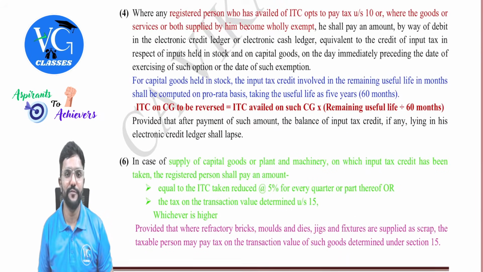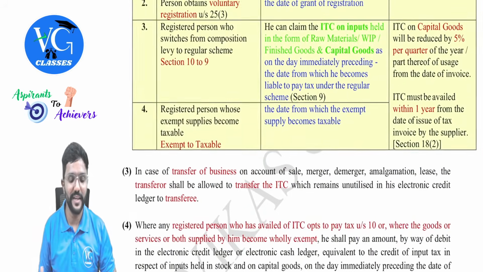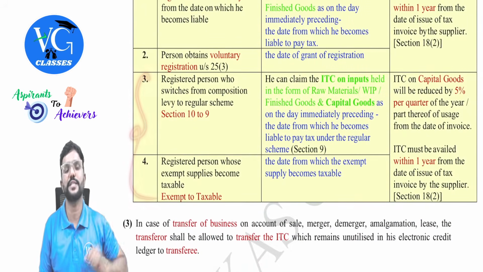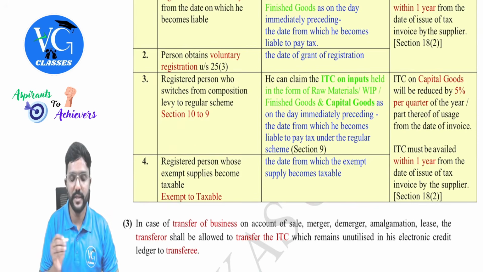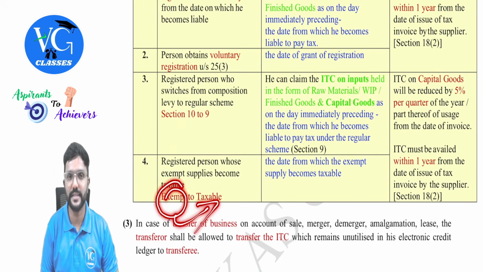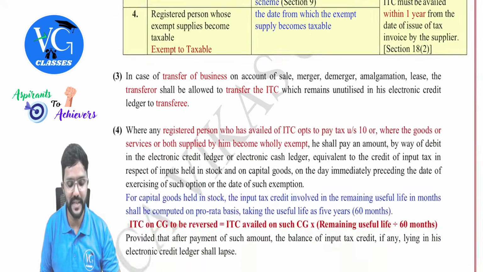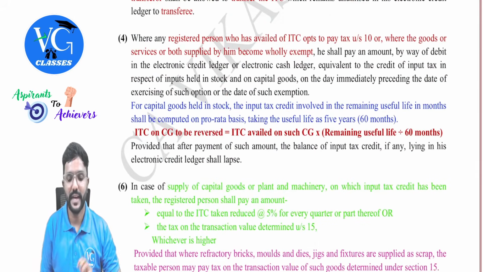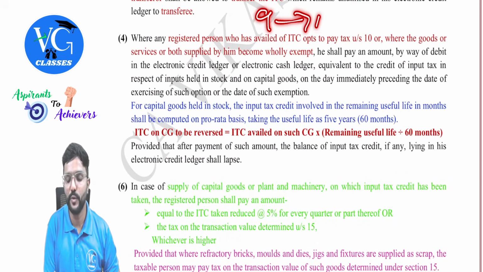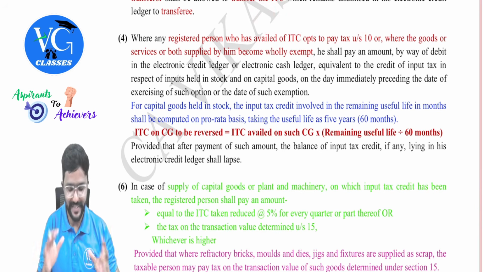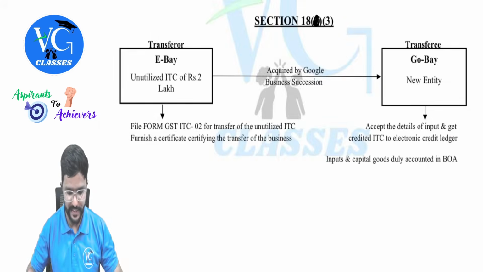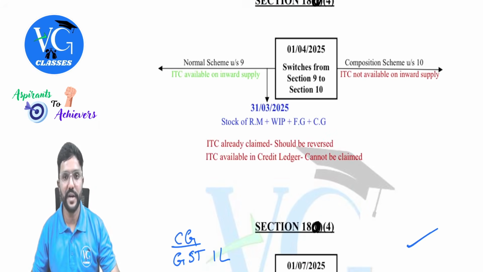Then 18 subsection 4 is, guys, whatever we learned here, that reverse case is covered in subsection 4. Here a person moved from 10 to 9, or his outward supply which was exempt became taxable. But here the reverse case is covered. Sir, I was under section 9, now I want to move to 10. Or my outward supply was taxable, now it is becoming exempt by way of a new notification. In that case, what, sir? I will just explain the provision first with an example, then we will go and read it.